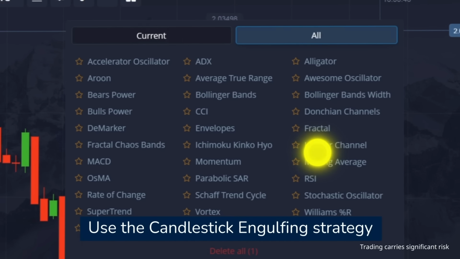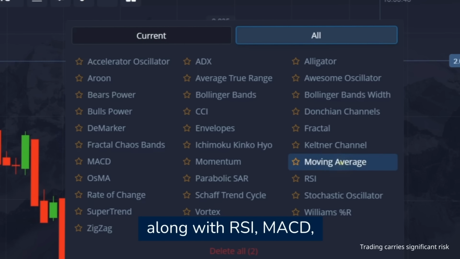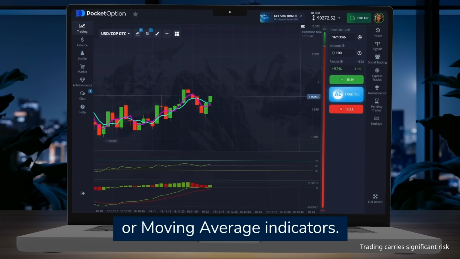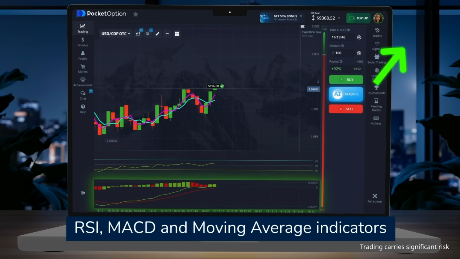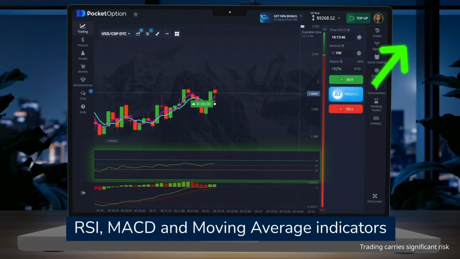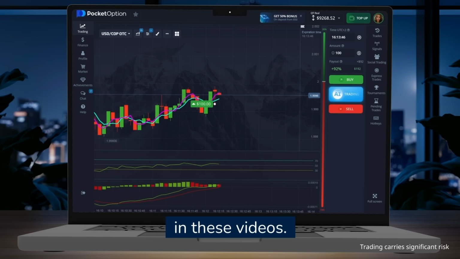Use the candlestick engulfing strategy along with RSI, MACD, or moving average indicators. You can learn more about using RSI, MACD, and moving average indicators in these videos.